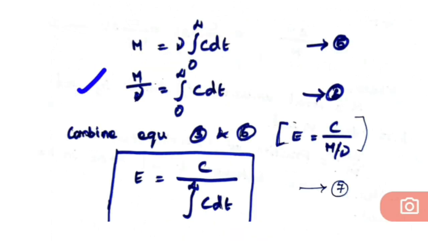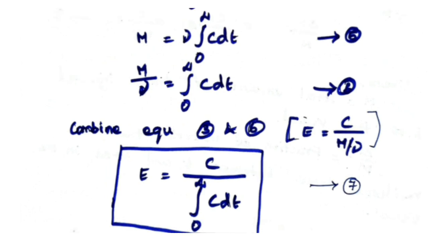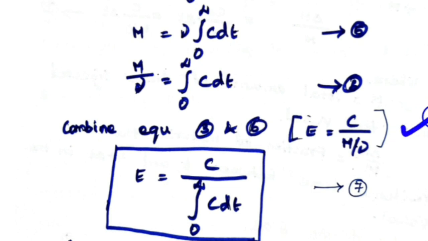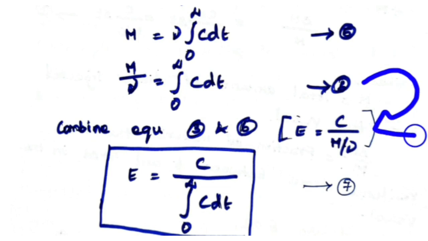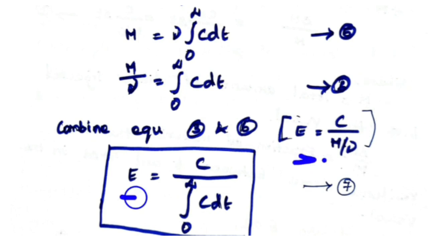So M divided by nu equals the integral from 0 to infinity of C dt. Now combining equation 3 and 6: your equation number 3 is E equals C divided by M by nu. Now you can substitute equation 6 in equation number 3. So you will get E equals C divided by M by nu.